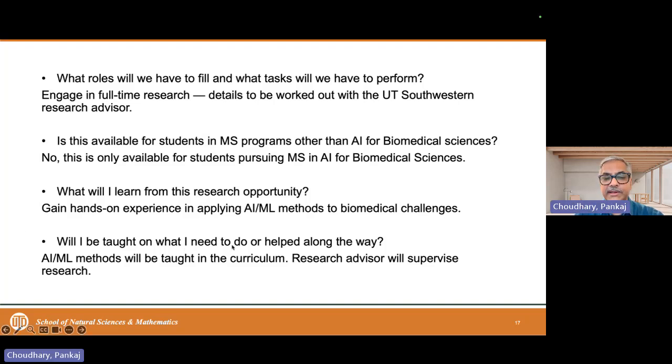Will I be taught on what I need to do or get help along the way? Yes, these AI and ML methods will be part of the curriculum itself. And of course, there will be your research advisor in the lab and other senior lab members who will help you along the way. Besides the research advisor from the lab, there will be a program coordinator from the UT Southwestern side. So, to answer the question, yes, you will have help and the necessary expertise. Of course, you will need to learn new things, but that's part of this research experience.